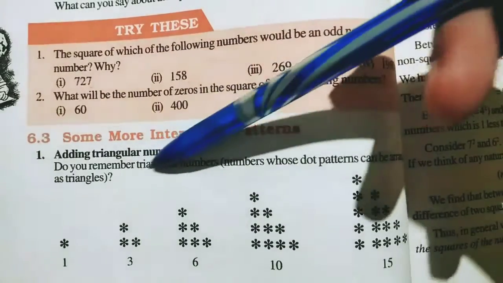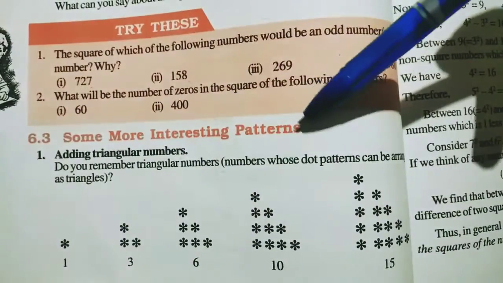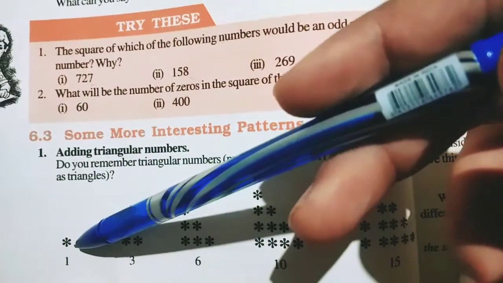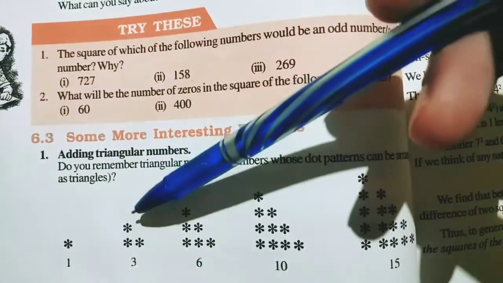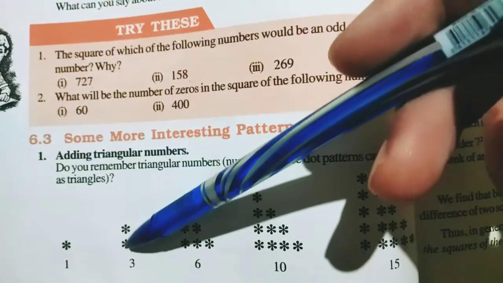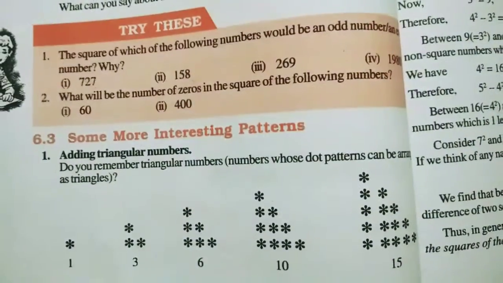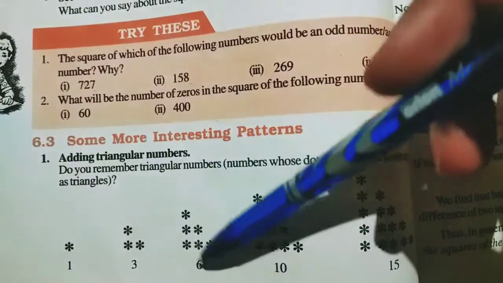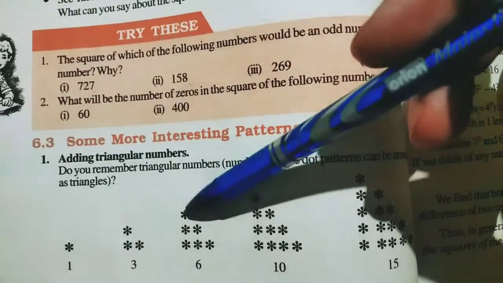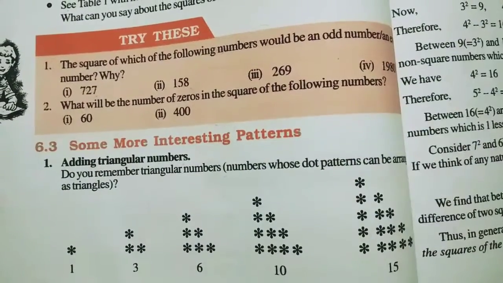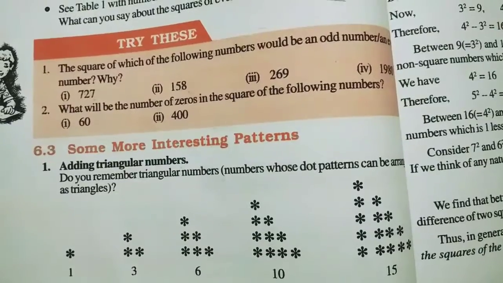Do you remember triangular numbers, whose dot patterns can be arranged as triangles? First of all, one star, then when you arrange it like this, three stars in the form of a triangle. Again you are making six, that means six stars, so this is also one type of triangle. Again 10 stars, one type of triangle. That means how is it increasing? It is increasing as the square number.